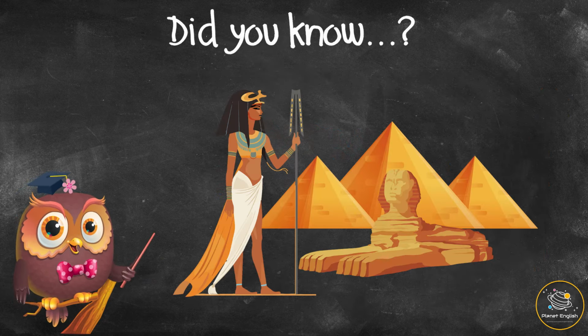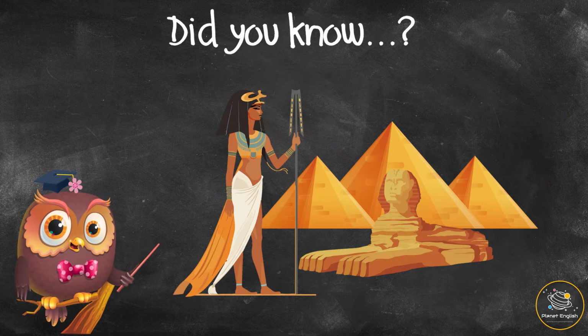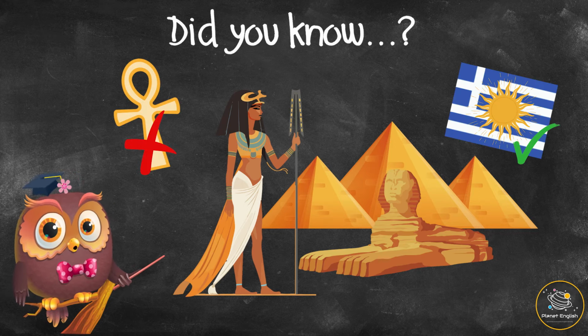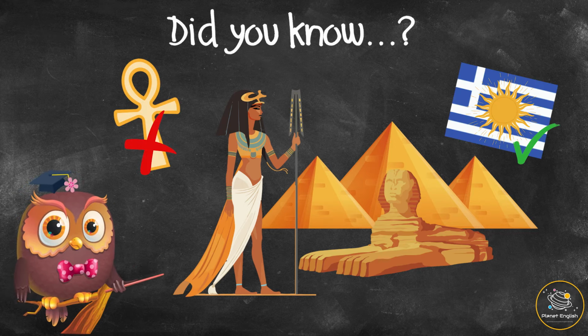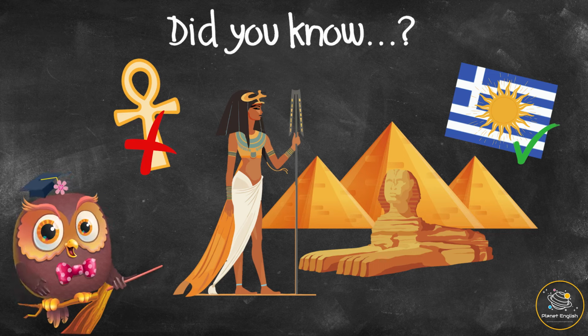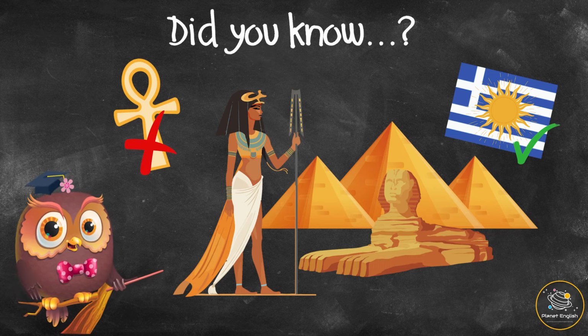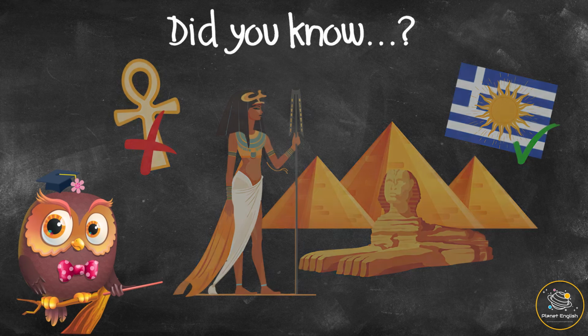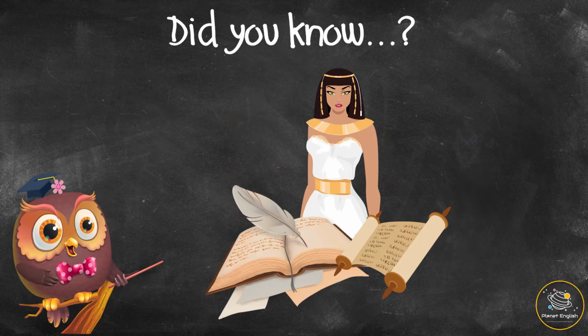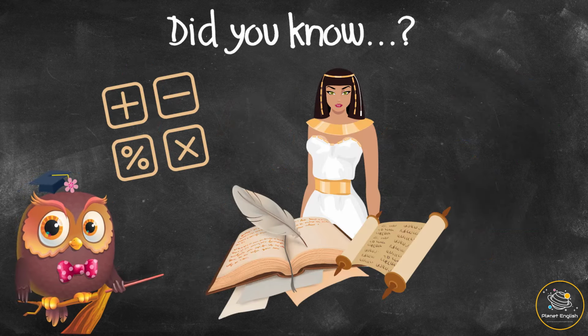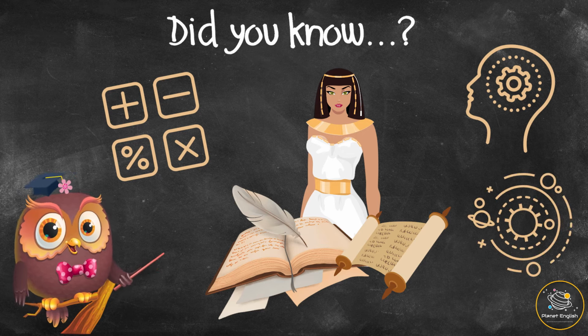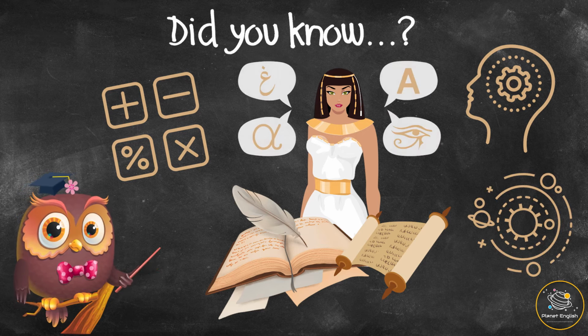Even though Cleopatra was the queen of Egypt, she was not Egyptian. She was the last of the Macedonian Greek dynasty that ruled Egypt from the time of Alexander the Great's death in 323 BC. Cleopatra was very well educated in mathematics, philosophy, and astronomy, and she spoke about 12 languages.